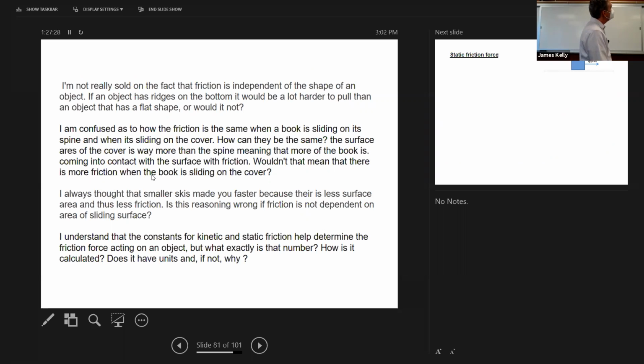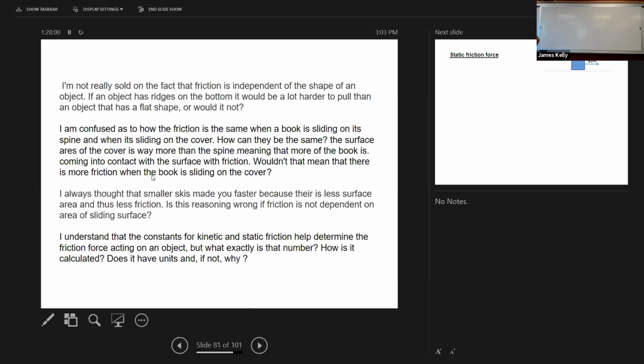Not really sold on the fact that friction is independent of the shape of an object. If an object has ridges on the bottom, it would be a lot harder to pull than an object that has a flat shape, or would it not? Yes, that's true. If an object has some little ridges or ribs on the bottom, that's going to make it harder to drag across another surface, especially if both surfaces have little ridges on them. And you know, if you look with a magnifying glass at a cardboard box, there's all sorts of little pieces of wood, things that are sticking up. It's not at all a flat surface.